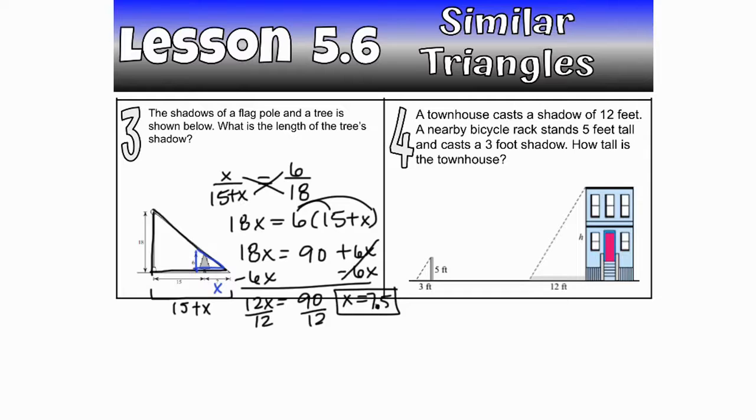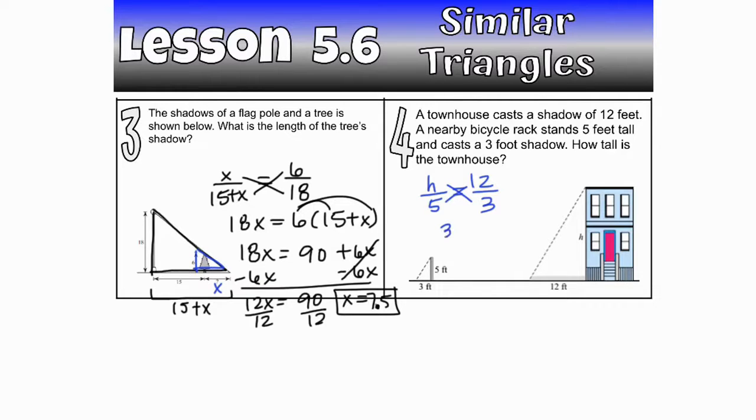So we don't know how tall the townhouse is. So I just like to start with x, or h here, because I think that's easier. The corresponding side to that is the height of the bike rack, which is 5. So h divided by 5 is going to be equal to 12 divided by 3. Again, I like to start with the x. You don't have to. If you always like to start with the horizontal piece or a certain piece, then you can start with that. But I just like to start with x. I think it's easier.